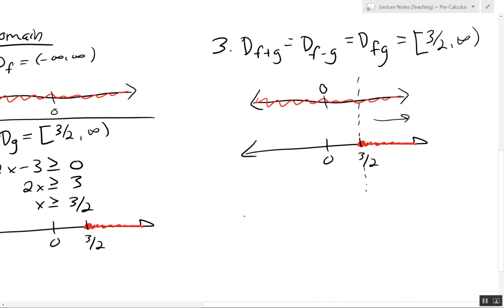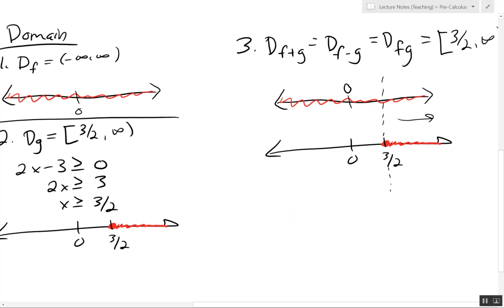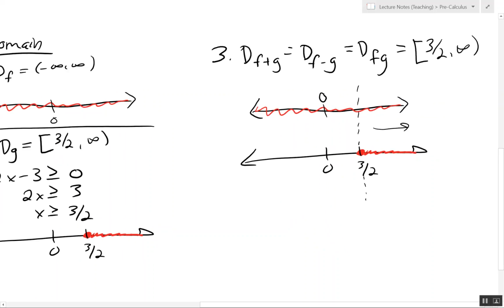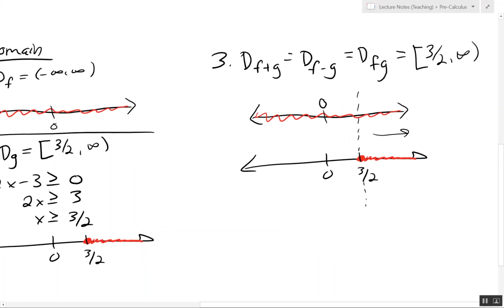And so our domain as a number line is just identical to the domain for g in this case, since g was the more restrictive domain here. Now, just be aware that the domains of these operations are not always the domain of one function or another. As we'll see in the next example, we can actually get something that is different than either one of the domains of the constituent functions.